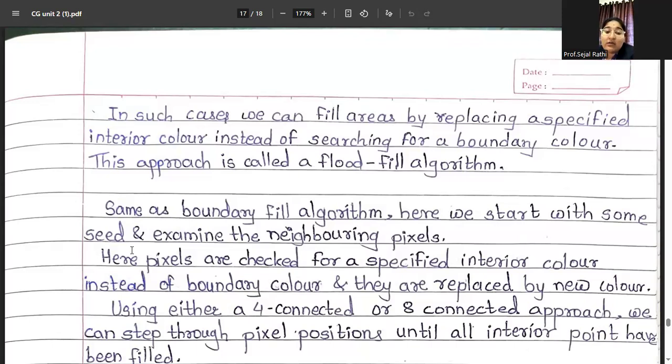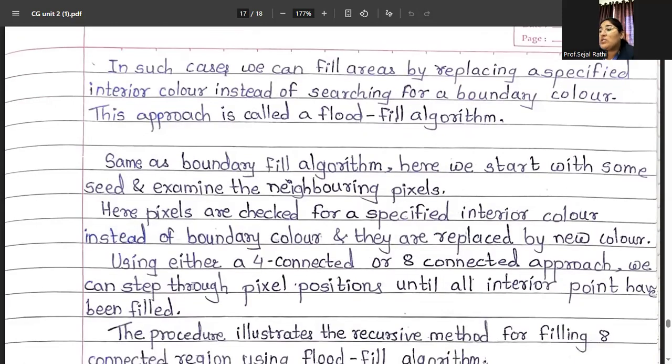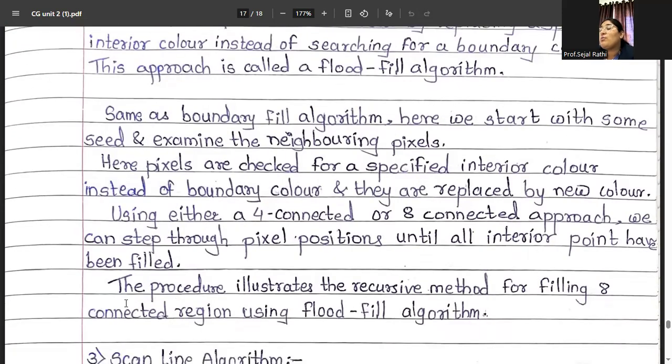So using either the four connected or the eight connected approach, we can step through pixel positions until all the interior points have been filled. सो जोपर्यंत आता आपल्याला इंटेरियर पॉइंटची व्हॅल्यू भेटत नाहीये तोपर्यंत जो आपला इटरेशन असणार आहे तो चालू असणार आहे आणि जर ते भेटलं तर तिथे स्टॉप होणार आहे. सो द प्रोसिजर इलिस्ट्रेट्स the recursive method for filling the eight connected region using a flood fill algorithm.